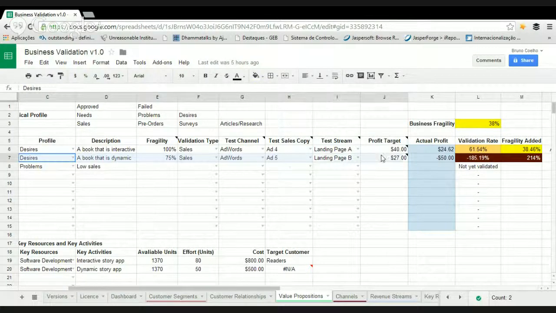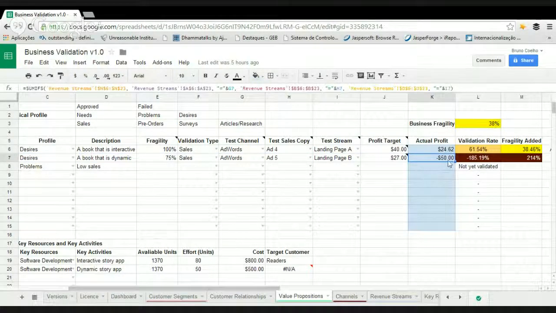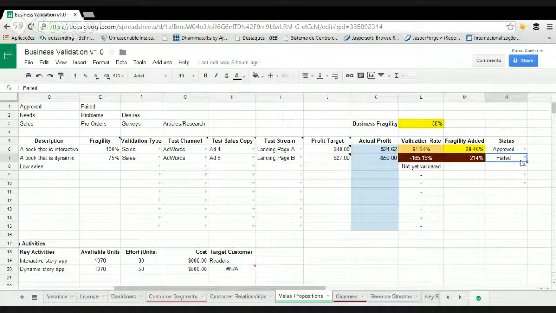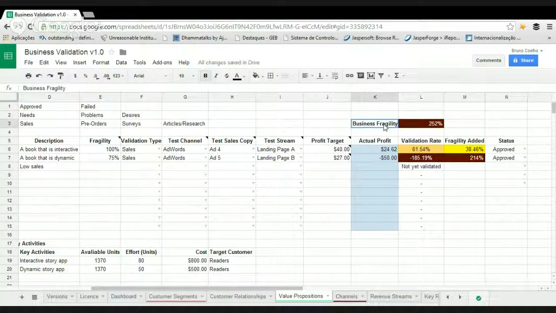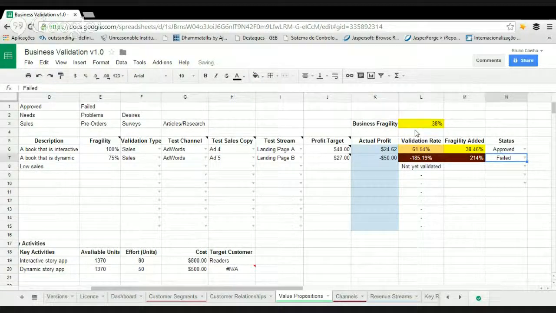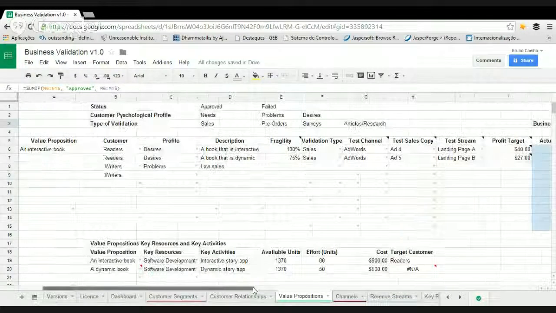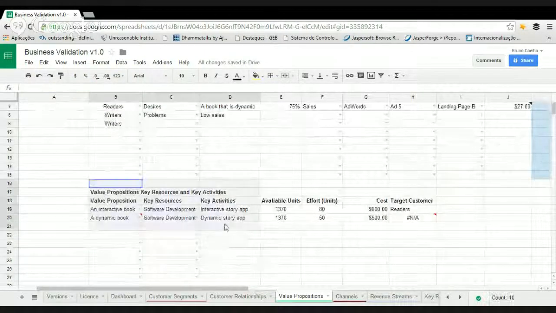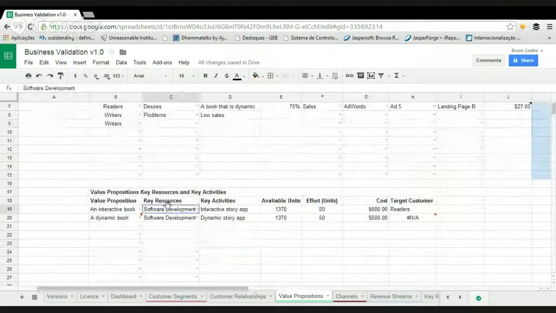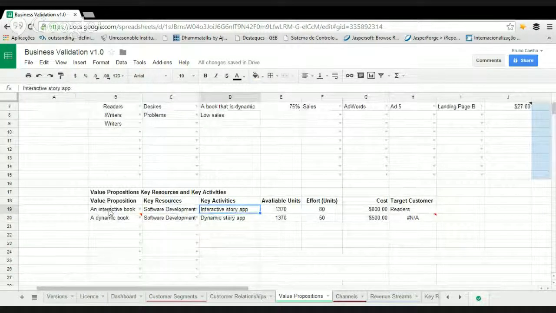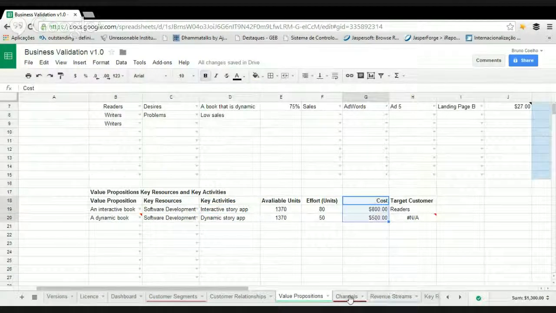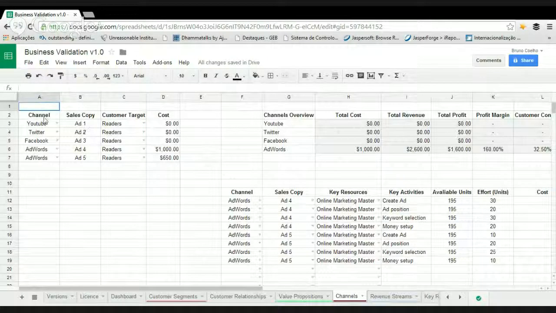In the second assumption, which is totally invalidated, if I would go ahead and just say that I approve this value proposition, instantly my business fragility goes up through the roof. And so I just say that this failed and my business fragility goes back to 38. Here you're going to see the key resources and activities to build those value propositions and what those costs are. Here you're going to list what your channels are.